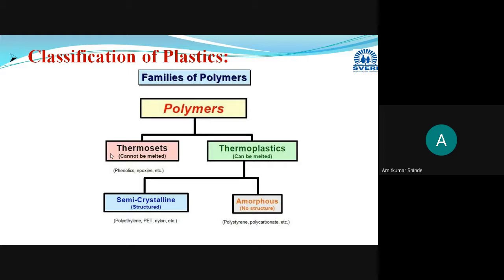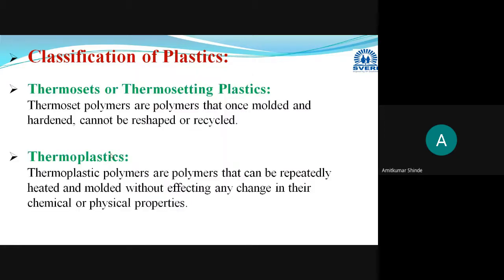So this is the chart. Now we will go into brief detail. What is the meaning of thermosetting plastic and what is the meaning of thermoplastics? Draw this chart. Then after drawing this chart, we will move towards the actual definitions. Now in this slide, I have collected the meaning of the thermosets and the meaning of the thermoplastics. I will first go through the thermoplastics.